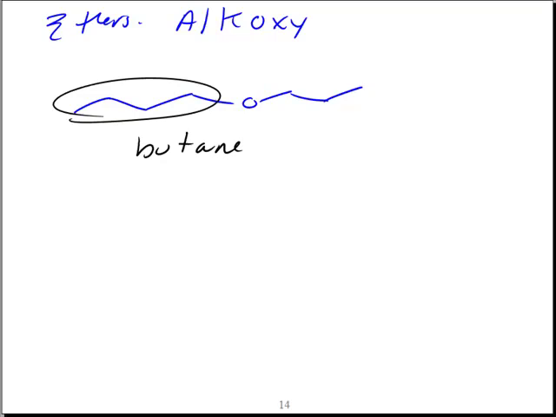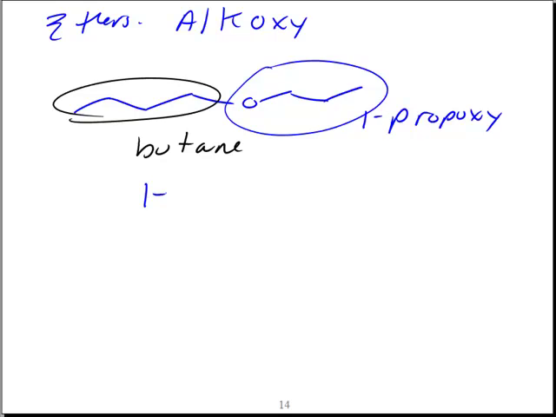And now this other substituent has 3 carbons on it, so it's a propyl branch, but it has an oxygen, so this becomes a propoxy branch. And because the oxygen is sitting on the first carbon of that propoxy group, it becomes a 1-propoxy group. So this would be 1-propoxy butane.